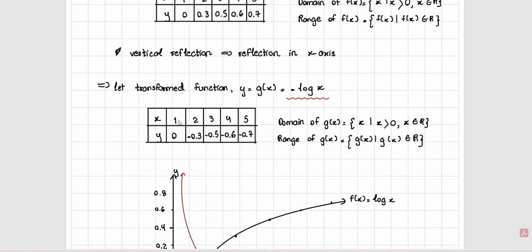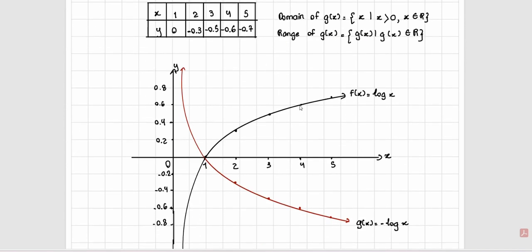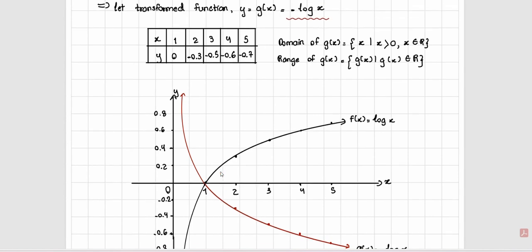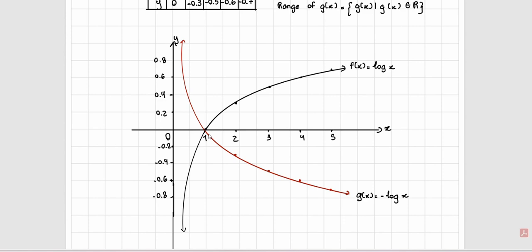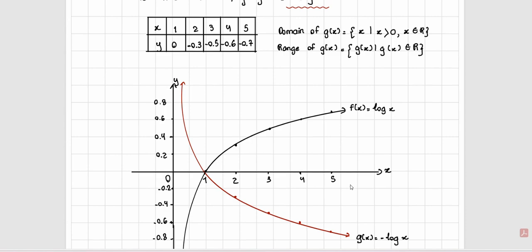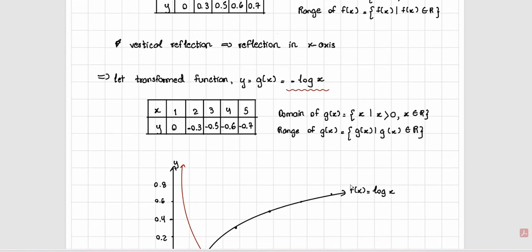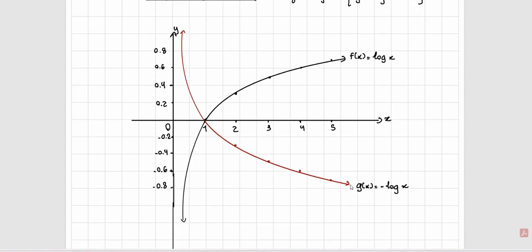And also the same for the transformed function. The red line from right here to right here is my graph according to the table, but I also intentionally drew the graph because I want to show that there are a lot more values as well for the function negative log x. So this is my answer for number 1.